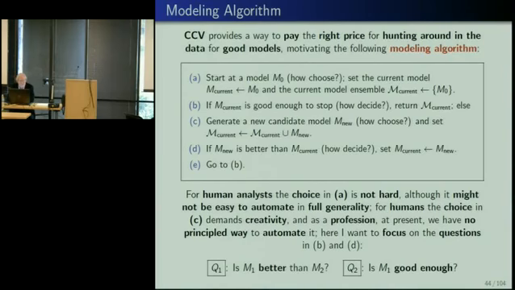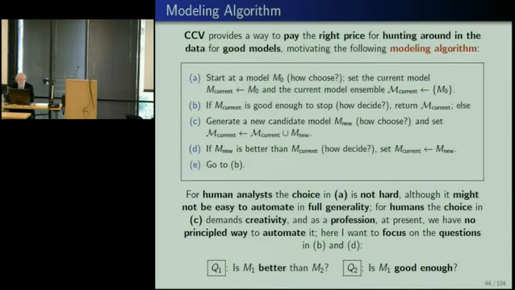It's in 5 steps. A, start at a model M0. And that gives rise to the implementation question, how do you choose where to start? So that's everywhere you see a question mark in this algorithm, we ourselves have an implementation issue to solve, and there are 4 of them.